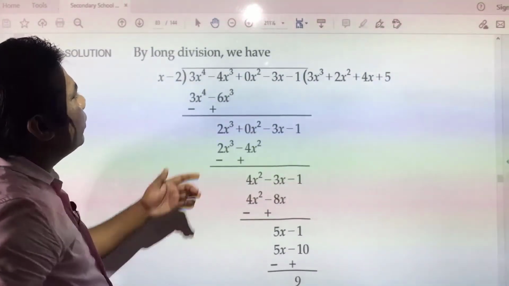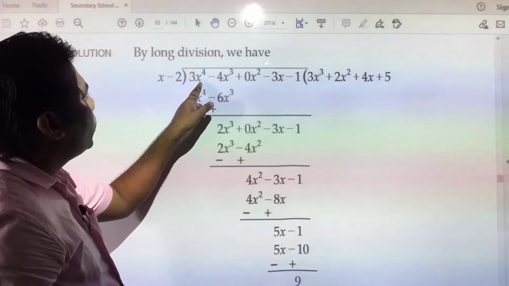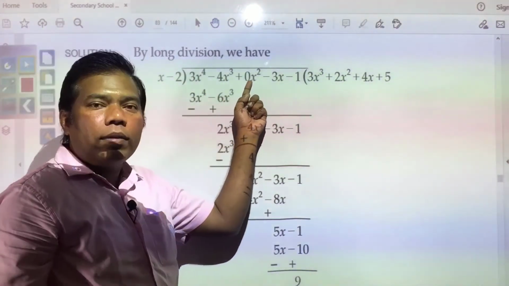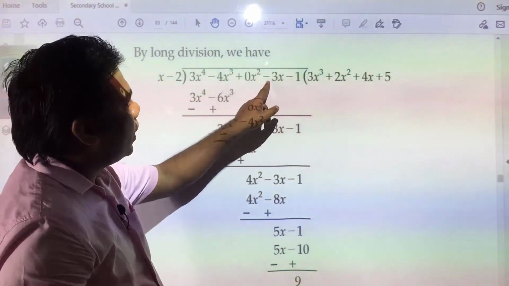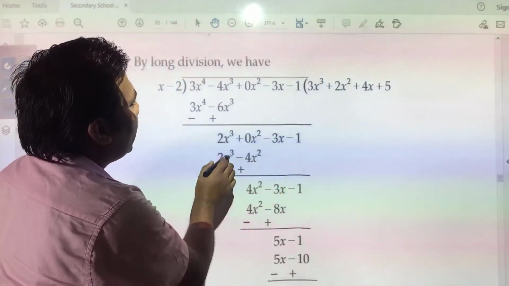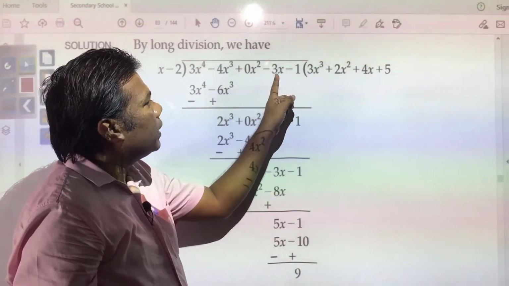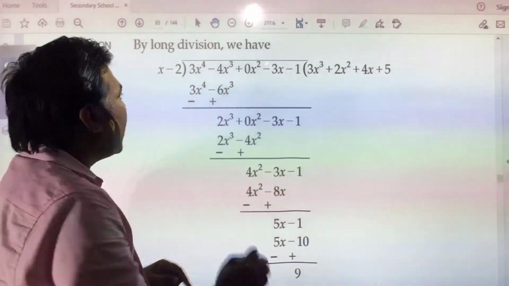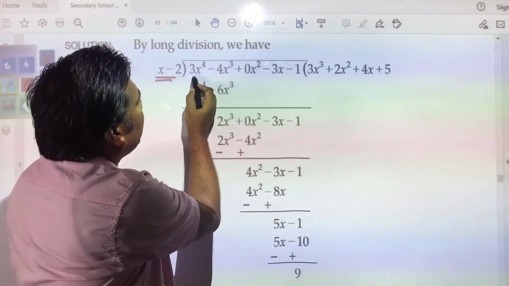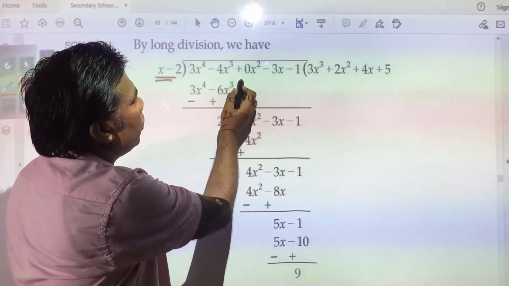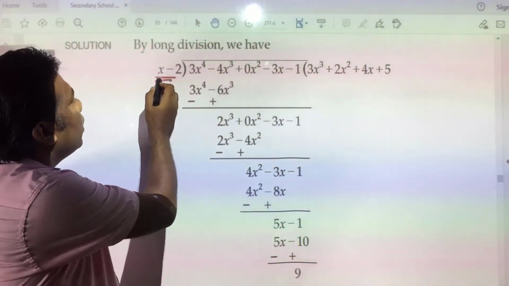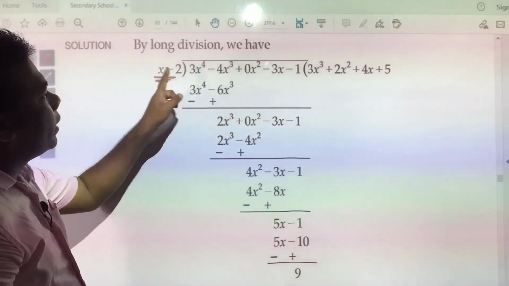Here you see, by long division we have 3x to the power 4 minus 4x cube plus 0x square, because x square you do not have, and that is why 0x square has been written, minus 3x minus 1. It has been divided by x minus 2. So, your P(x) is equal to 3x to the power 4 minus 4x cube plus 0x square minus 3x minus 1, and your G(x) is equal to x minus 2.